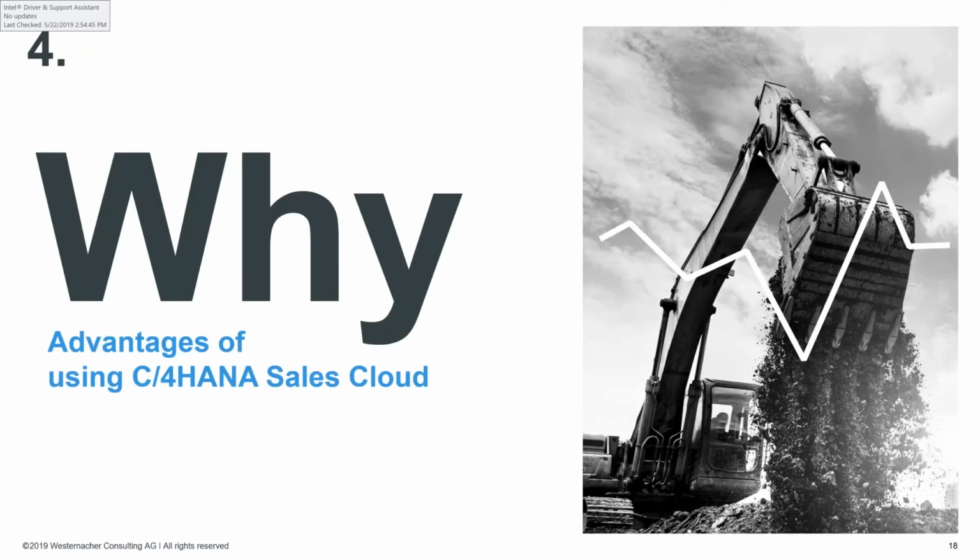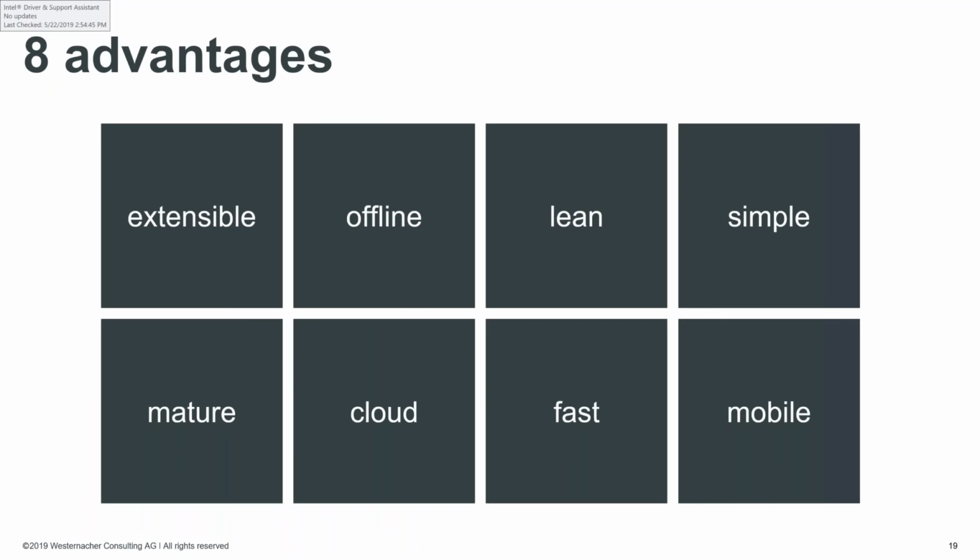What is the benefit of C4HANA Sales Cloud in that demo that we showed? So this was a lean approach that we showed. There could be much more complex service scenarios built up with the configuration, pricing, and quote. But for this webinar, we decided for a lean approach. So this lean approach is extensible. It's out of the box offline, this scenario. As said, it's a lean approach.